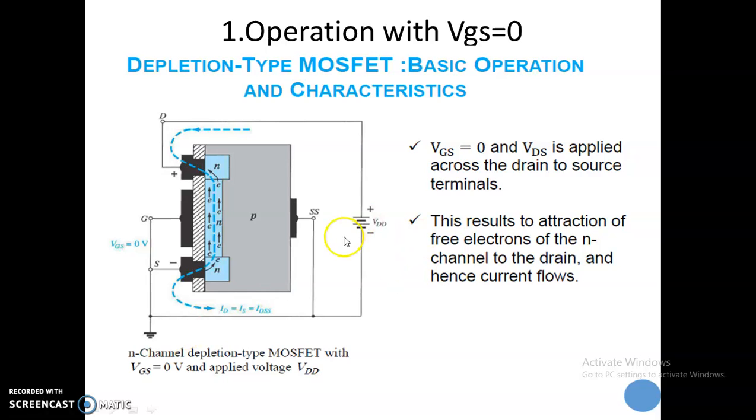A positive voltage VDD is applied between drain and source. Due to the positive voltage applied to the drain terminal, free electrons from the channel are attracted to the drain. You can see the direction of the electrons, they are attracted towards the drain, and drain current starts flowing. The drain current at VGS equal to 0 is called IDSS, that is the maximum saturation drain current, the maximum possible value of ID. So in this operation the current that flows is IDSS.